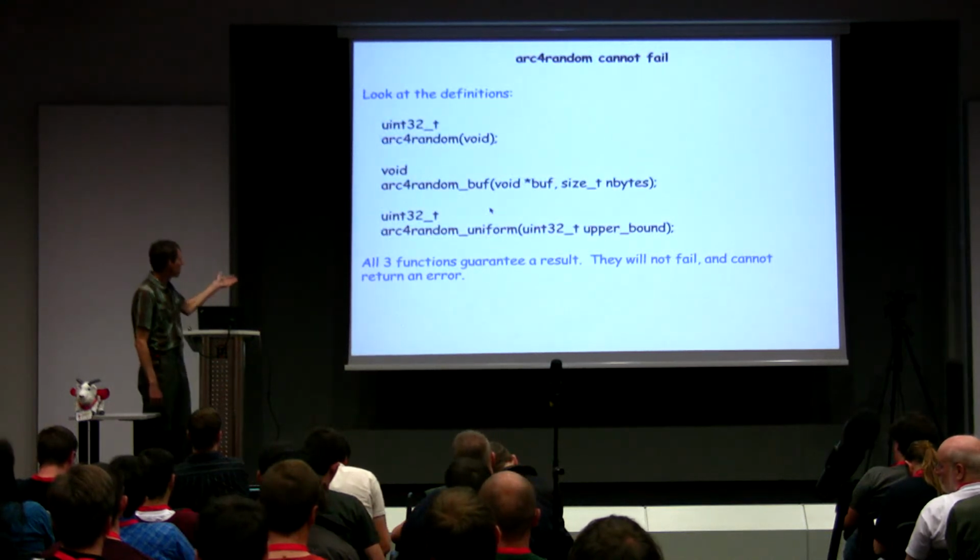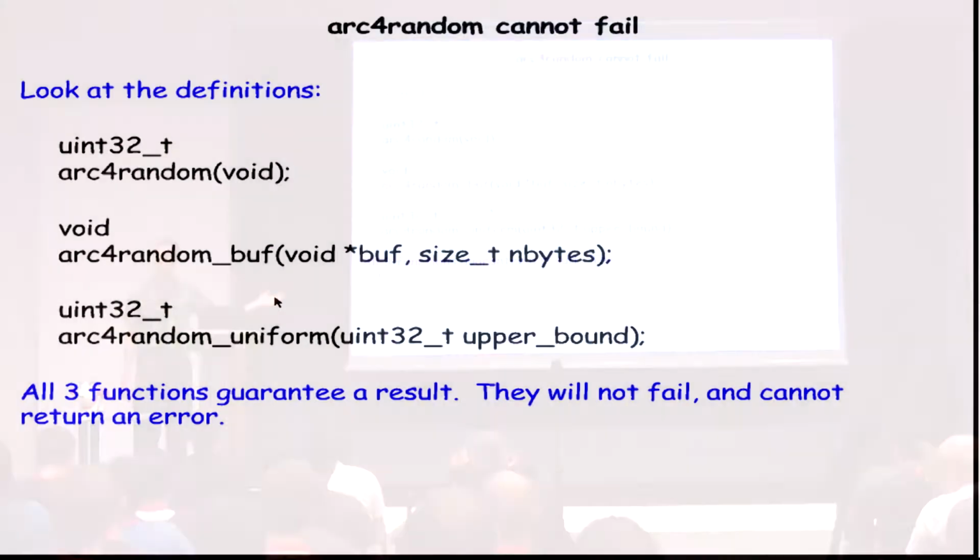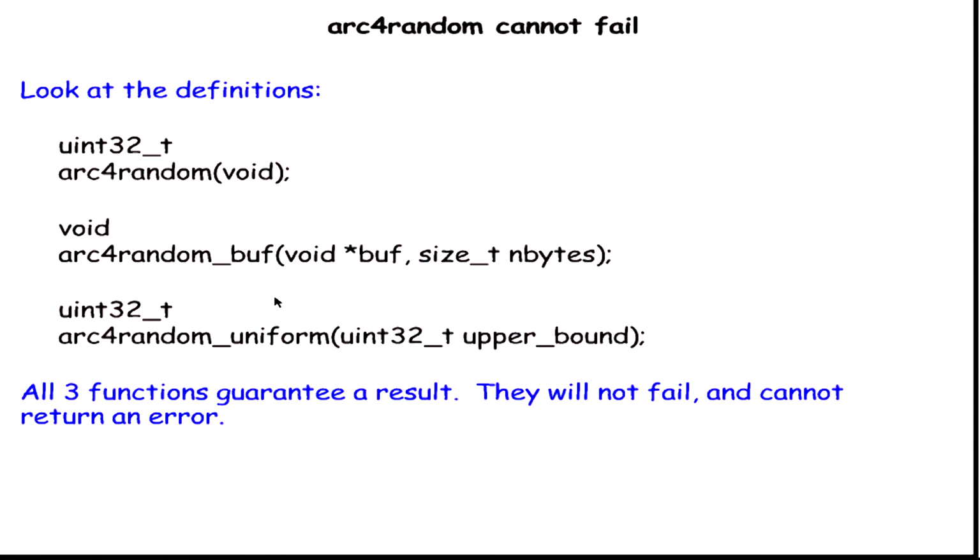The definitions make it clear that there actually isn't a way to return an error from these functions. The first one returns your 32-bit value, the other one fills a buffer, and the uniform version will give you a number within the bounded space.